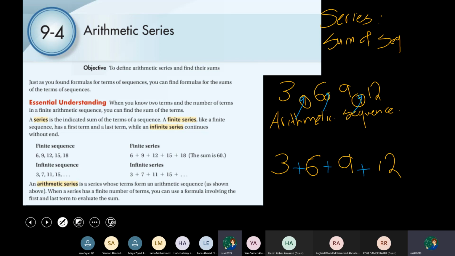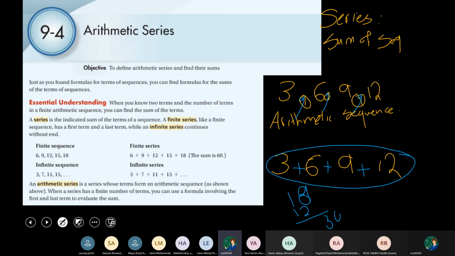3 plus 6 plus 9 plus 12, and I will get the answer. I can now say 3 plus 6 is 9, 9 plus 9 is 18, 18 plus 12 is 30. So the summation of this sequence is 30. Or I can say that it is an arithmetic series, and the summation of it is 30.